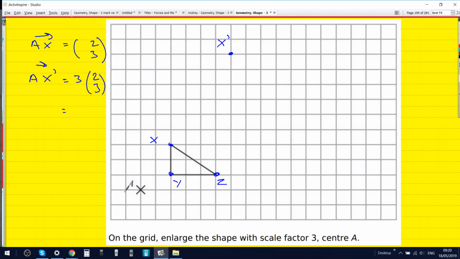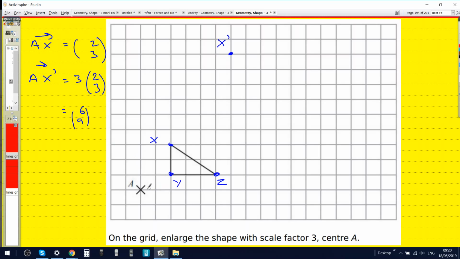Okay, same thing for Y. So for Y, I need to go 6 across and 9 up. For Y, how far away is Y? Oh, from the new X. No. So now do the same thing for Y. Oh, is it 2 to 1? Yeah. And so where's Y dash?